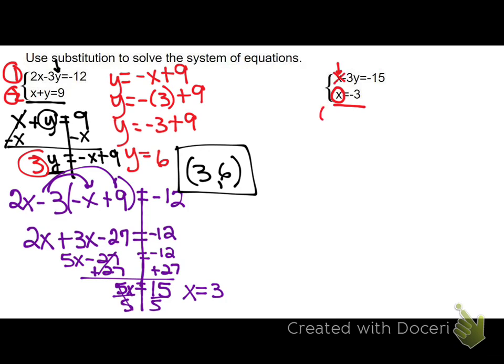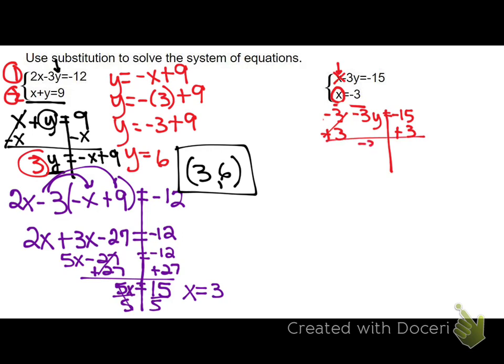Okay, so we have negative 3 minus 3y equals negative 15. Okay? Do I need these parentheses around this negative 3 here? You don't have to. So I'm just going to get rid of it. So now I want to solve for y. So how do I do that? What do I get rid of first? Add what? 3. So I'm going to add 3.